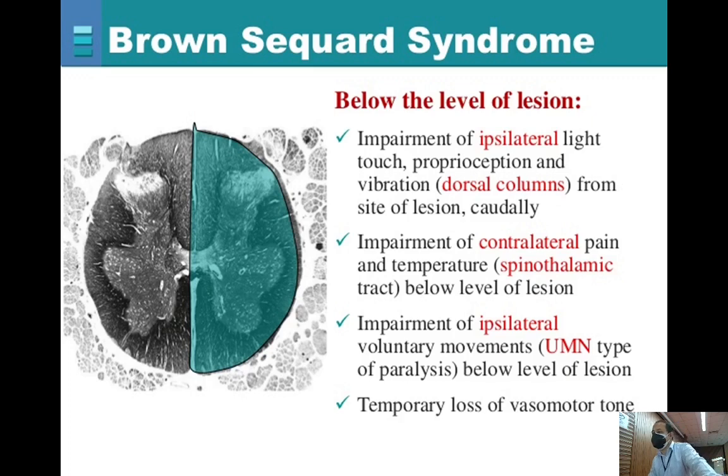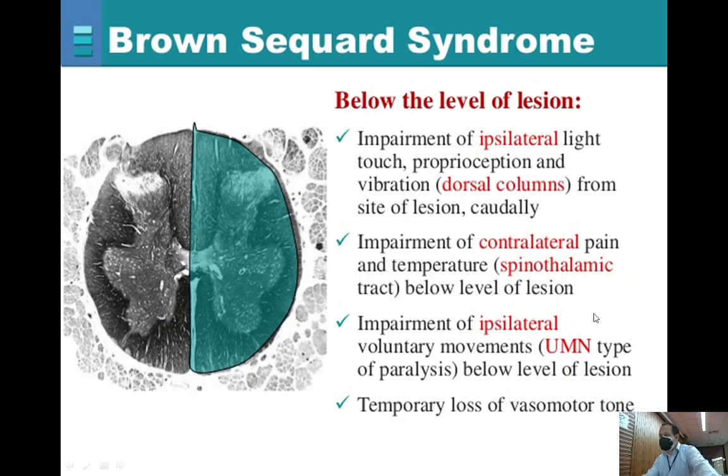Below the level of the lesion, there is impairment of ipsilateral light touch. As I've said, the posterior column, what we call the dorsal column, is affected, so there would be loss of all these sensations. On the opposite side, there is impairment of contralateral pain and temperature below the level of the lesion. That means the loss of sensation on the opposite side of the body would be pain and temperature.